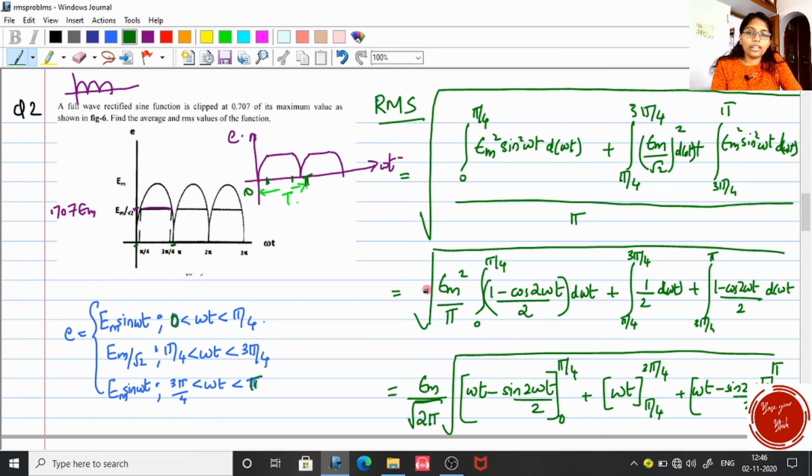Pi when taken outside becomes root pi. 2, when combining all together and taken outside the square root, becomes root 2. So it becomes root of 2 pi in the denominator as a whole, and the integration stays inside the square root. Now integrating 1 d omega t, it is omega t, and integrating cos 2 omega t it is sin 2 omega t divided by the coefficient of omega t, which is 2. Next integral, 1 d omega t is again omega t. Here also the same: omega t minus sin 2 omega t by 2.